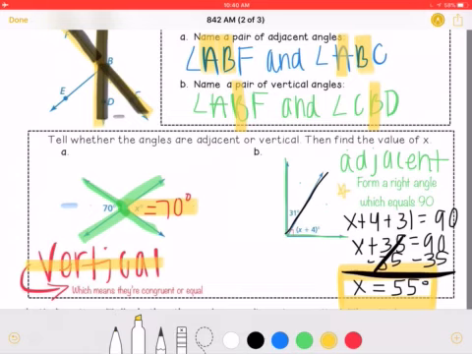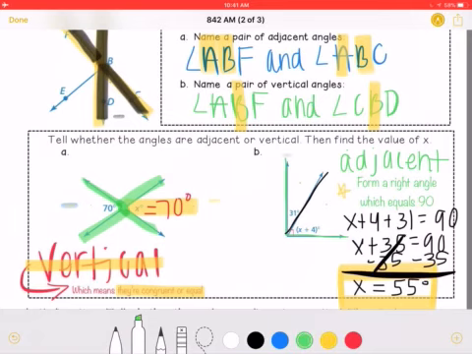Now remember, vertical means they're congruent or equal. So if this angle measure is 70 degrees, then guess what? This angle measure is going to be 70 degrees. They're equal to each other. Let's look at example B. I have these two angles. I have a 31 degree angle, and then I have an x plus 4 degree angle.